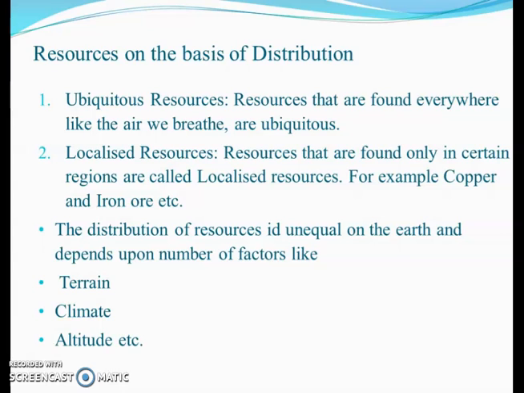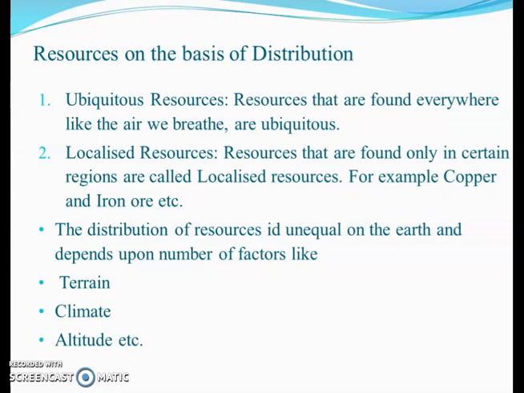But there are resources which are found in certain areas, certain places. These are known as localized resources. For example, copper, minerals, iron ore, etc. And one more thing, students, the distribution of these resources is not equal on our earth. They are distributed unequally.